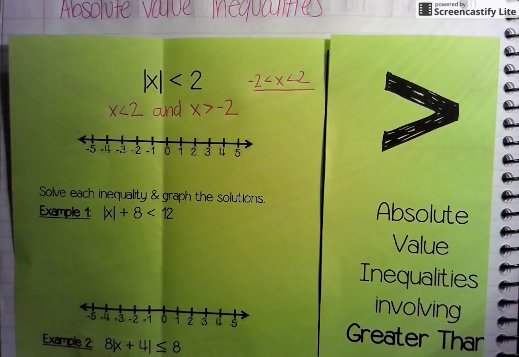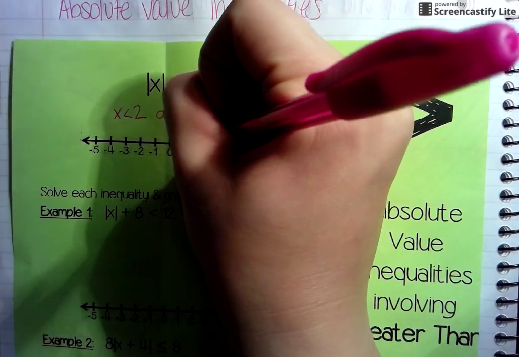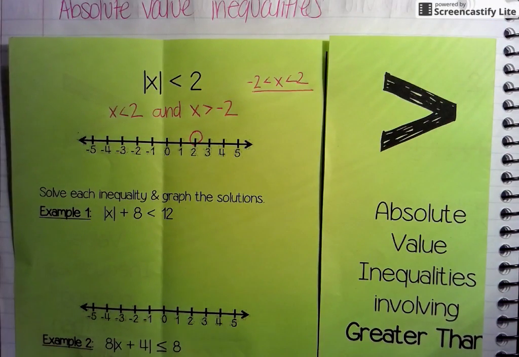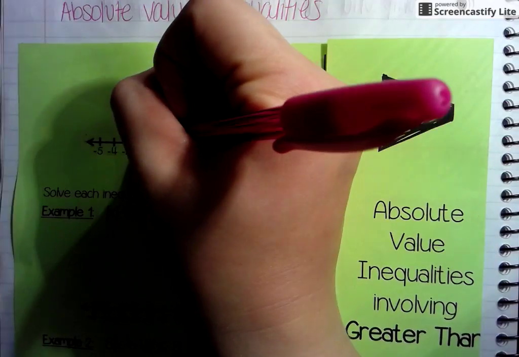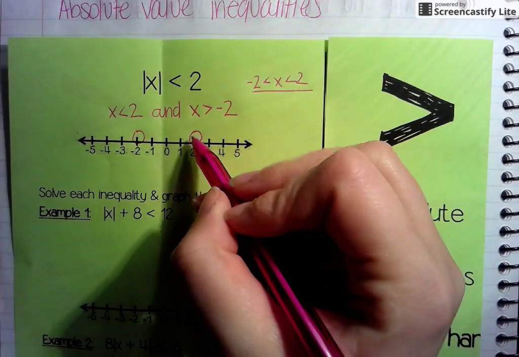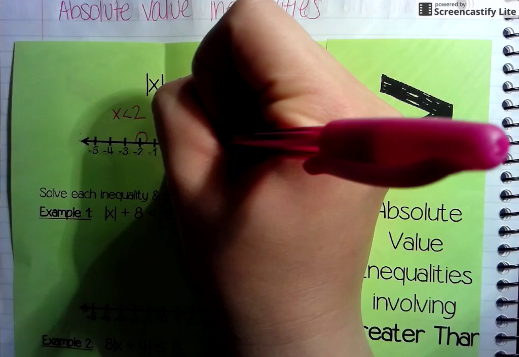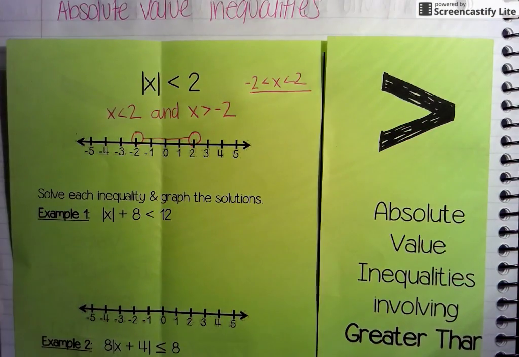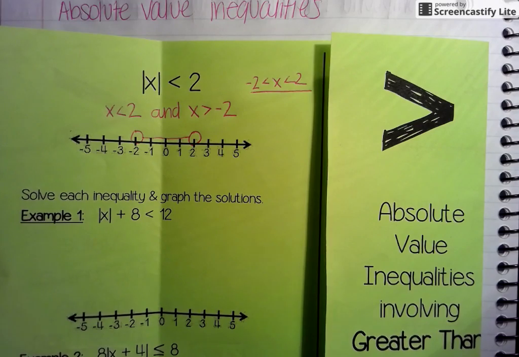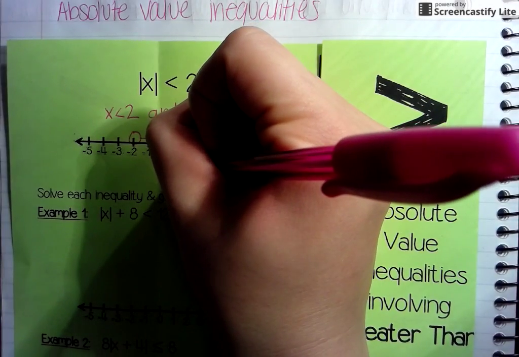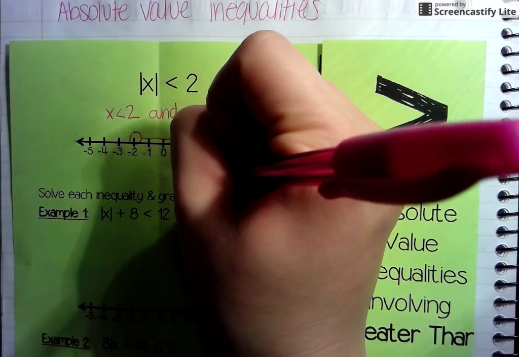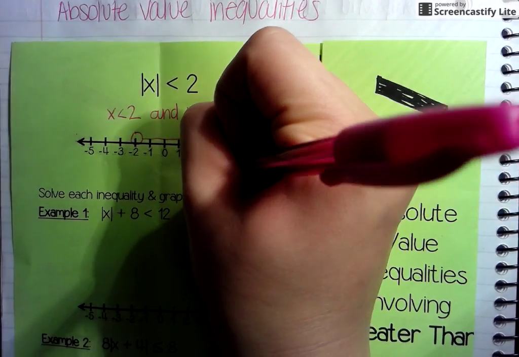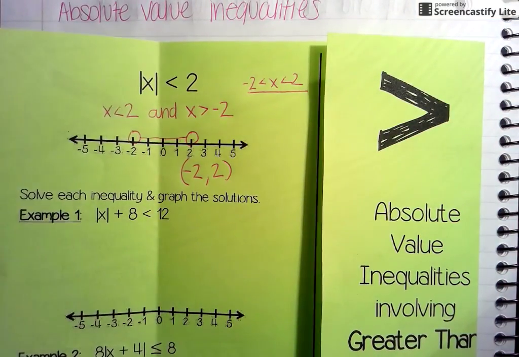So if I were to graph this, I would have x is less than 2, so it's an open circle. And then I would have x is greater than -2, so that would be an open circle. And because I need numbers that are less than 2 and numbers that are greater than -2, I would have my and graph. So my interval notation would be -2, comma 2 with parentheses on both sides.